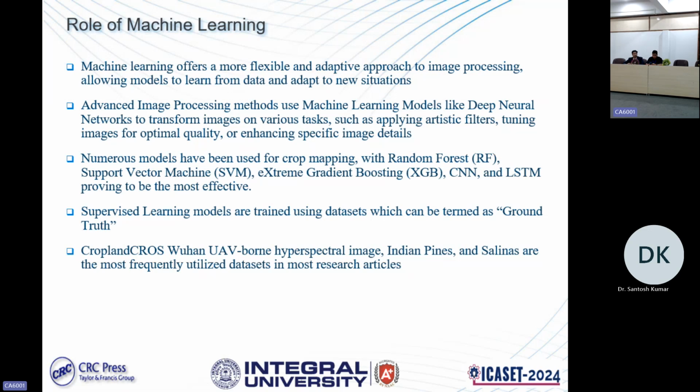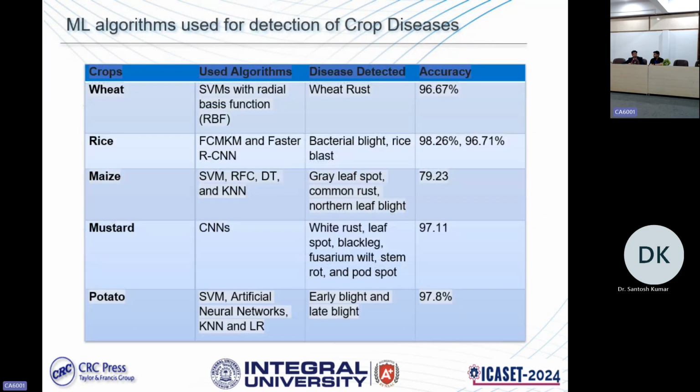as well as crop stress. Supervised learning models are trained using data sets which can be termed as ground truth. Cropland cross Wuhan UAV-borne hyperspectral image, Indian Pines and Salinas are a few names of data sets which have been used in various research articles. These are a few crops.